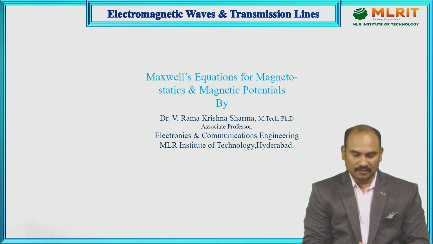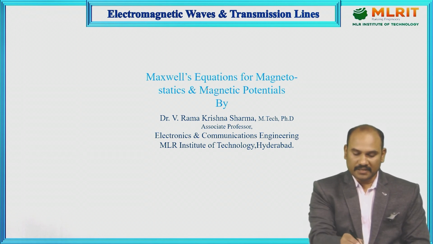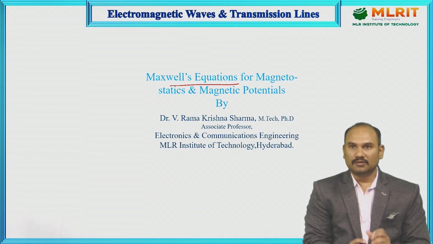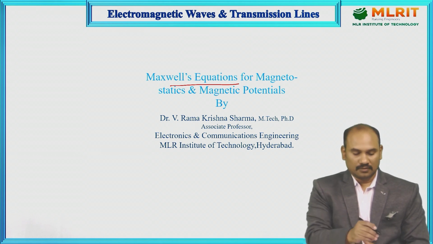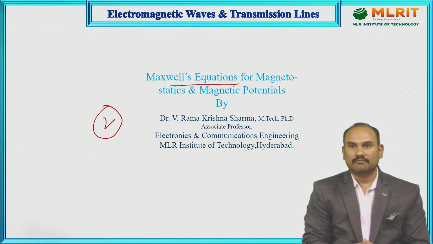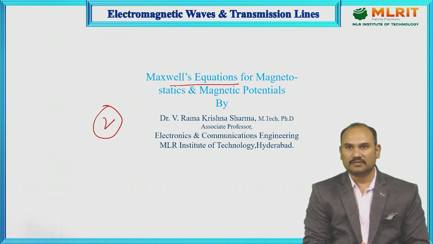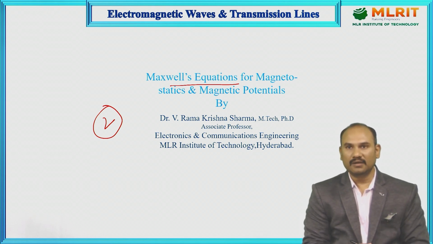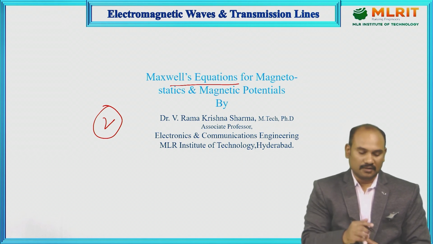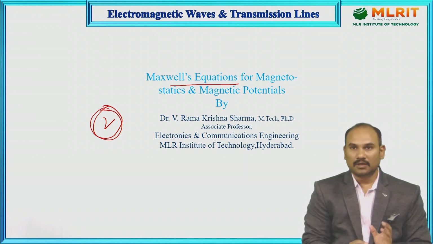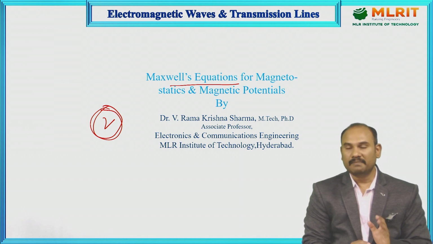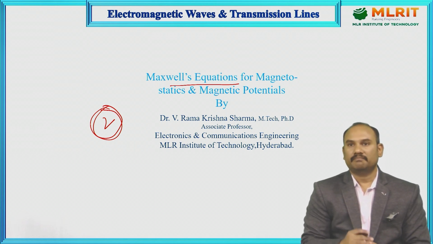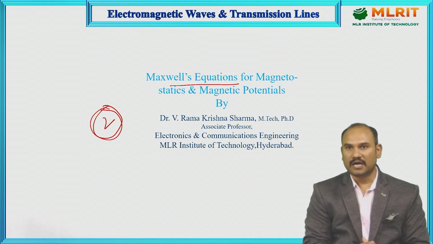In this session, we shall be discussing Maxwell's equations, not all of them, but the two which are relevant for magnetostatics. Totally there are four Maxwell's equations, two for the electric domain and two for the magnetic domain. In this session, we shall be discussing the two which are meant for static magnetic fields, which means Maxwell's two equations for magnetostatics.